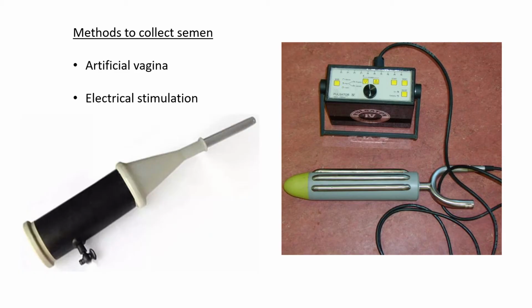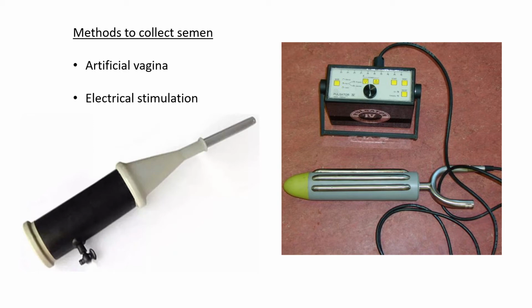Okay, so that's the first way of doing it. The second one they do is called the electrical stimulation or electrical stimulator. And this guy is quite interesting. So what happens is they put this probe literally into the anus of the bull, and then an electrical current goes through this guy. So it's kind of like a cow prodder, but instead of hurting the animal, it actually stimulates ejaculation from the bull.